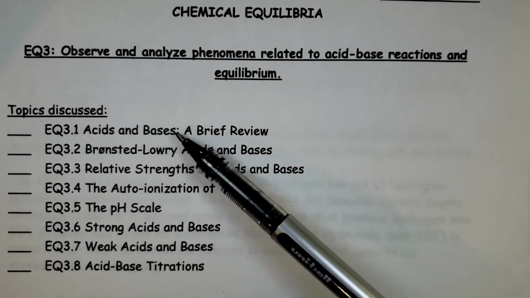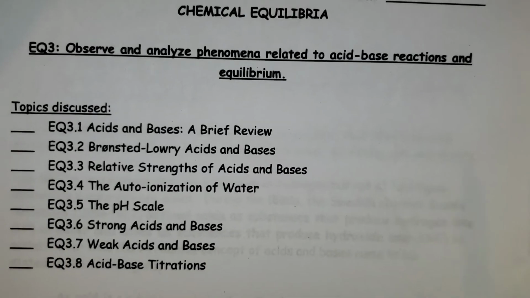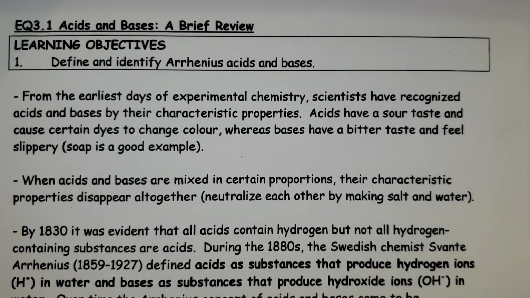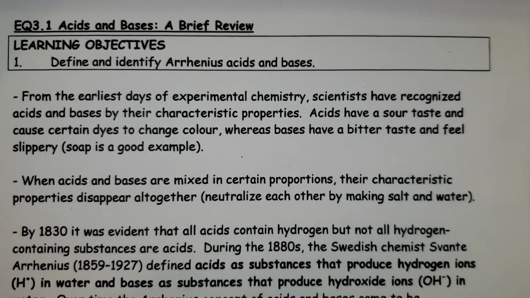And this video deals with the first one, a very quick section, also a very easy assignment, just simply a brief review of acids and bases. So if you look at the first page here, EQ3.1, a brief review, define their Arrhenius definition of acids and bases. So from the earliest days of experimental chemistry, scientists have recognized acids and bases by their characteristic properties.